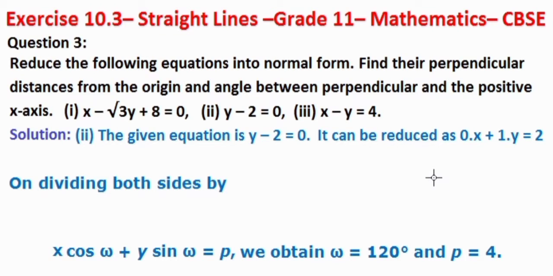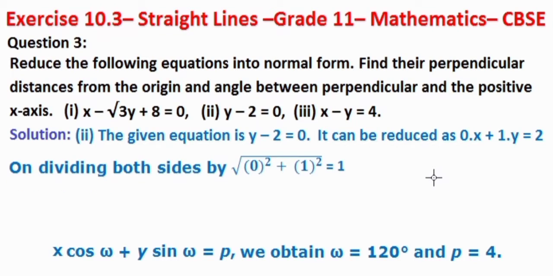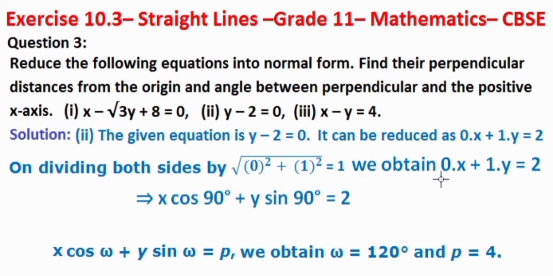So, what is that coefficient square root? If we find 0 square, x coefficient is 0, y coefficient 1, 0 square plus 1 square is equal to 1. So, dividing 1 on both sides, you will get the same, isn't it? 0x plus 1y equal to 2. Then cos 90 degree is 0, sin 90 degree is 1. So, x cos 90 degree plus y sin 90 degree equal to 2.